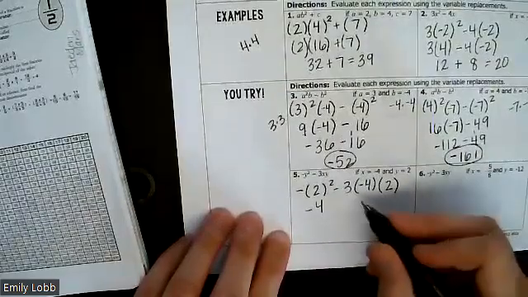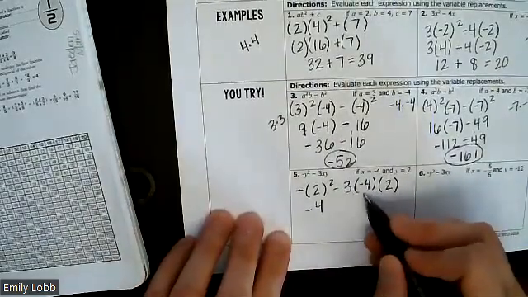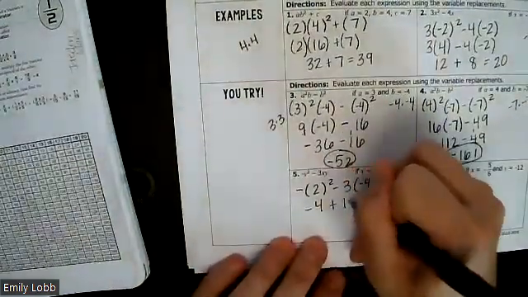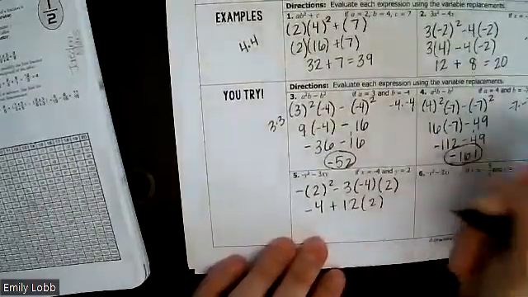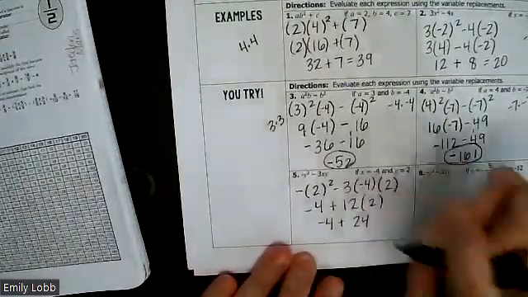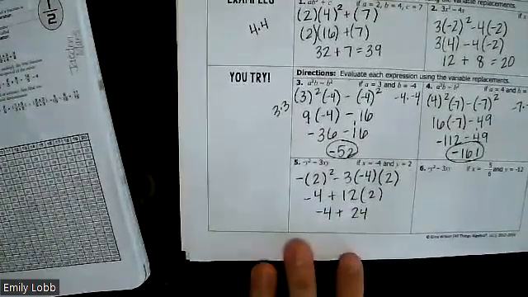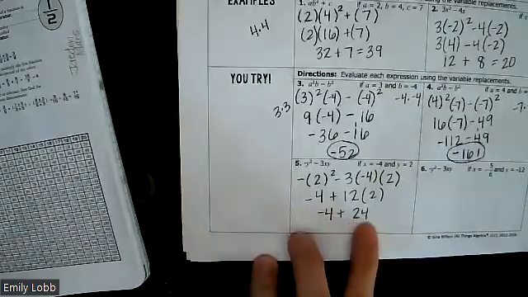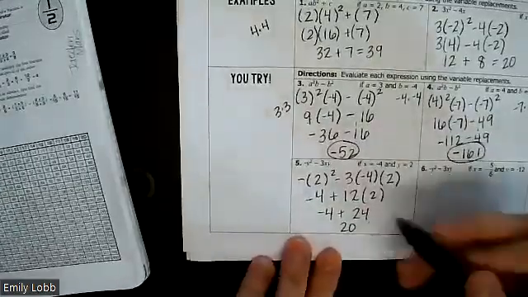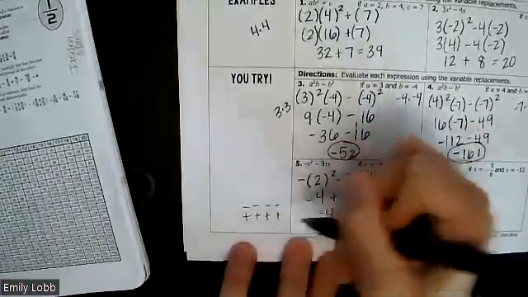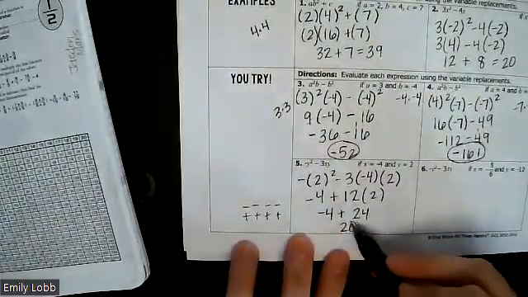Now I'm multiplying. What's negative 3 times negative 4? Positive 12, right? Times 2 is 24. Plus negative 4. No. No. My signs are different, so I'm finding the difference. 24 minus 4 is 20. Or think 1, 2, 3, 4 negatives. 1, 2, 3, 4 positive plus 20 more leaves us with 20.